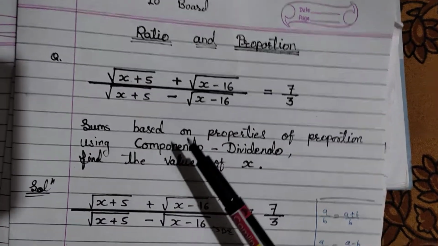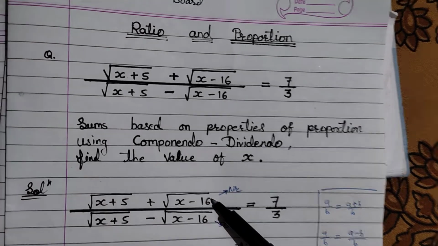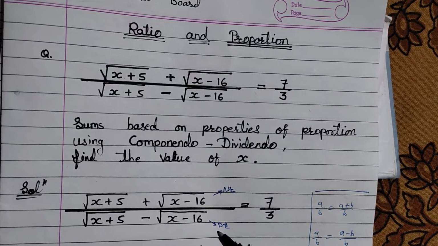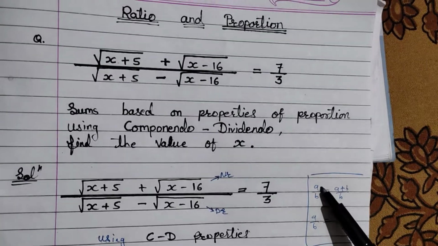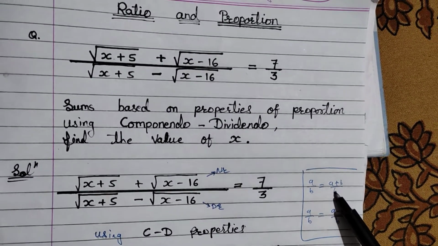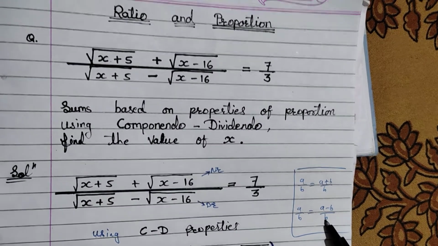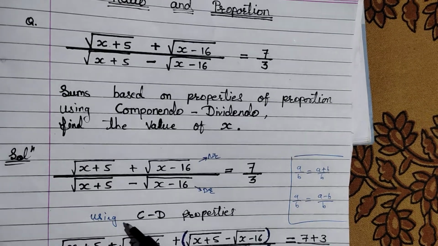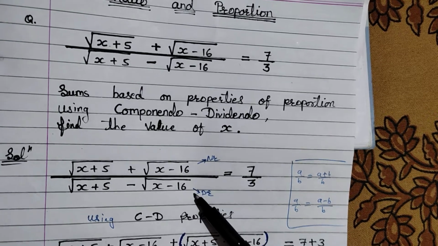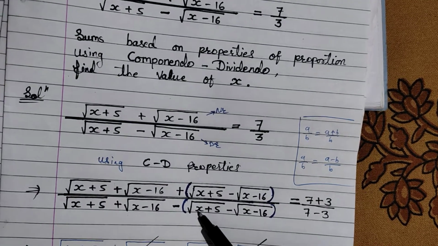In our solution we write the question as it is. Now we all know that this term we call the numerator and this term we call the denominator. So by using the componendo dividendo property, we know that if we have a by b, then componendo says (a plus b) upon b, and dividendo says (a minus b) upon b. So when we use the property componendo dividendo, we write numerator plus denominator upon numerator minus denominator.